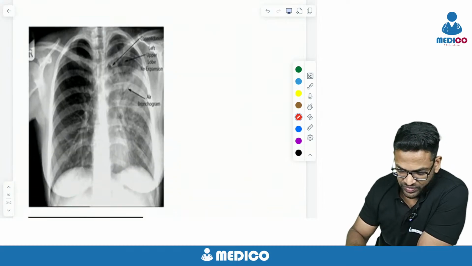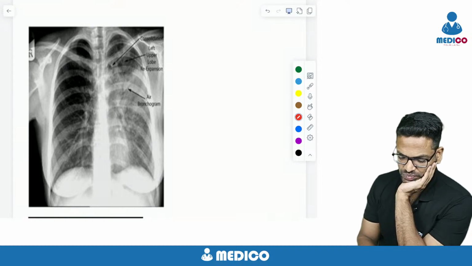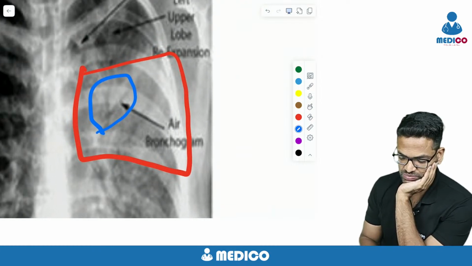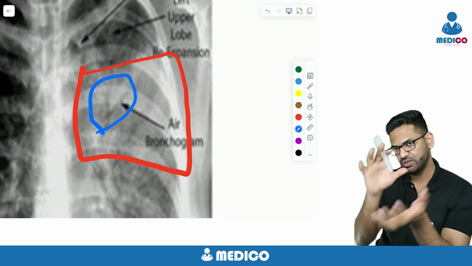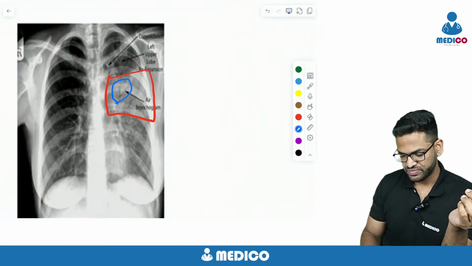If you see a chest X-ray like this, you can see that there is an opacity here, right? And you can see that there is some lucency going towards it like a tree, right? Like a tree. So air bronchogram, because air is in between the consolidation. A hallmark of consolidation, right?